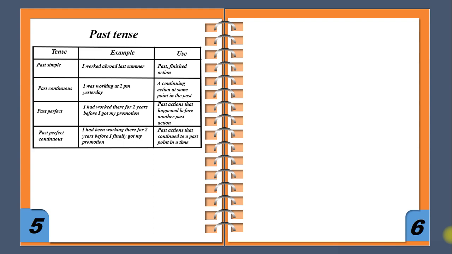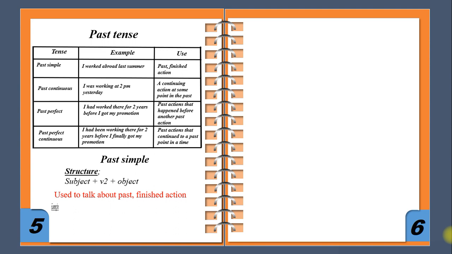And the use of past perfect continuous is to talk about past actions that continue to a past point in time. Let us see each one by one. The first one is past simple. Structure: subject plus V2 form of the verb plus the object. It's used to talk about past and finished action.